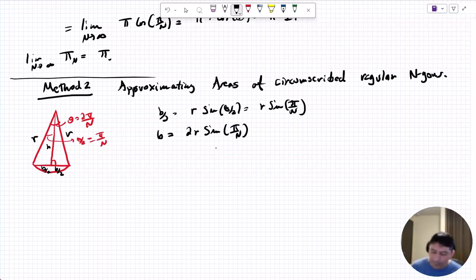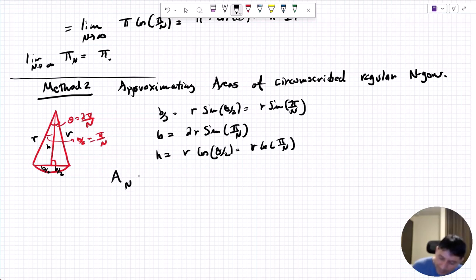And what is the height? The height of this isosceles triangle is going to be r times cosine of theta over 2, which is equal to r times cosine of pi over N. So the area of this isosceles triangle, the area AN, is going to be equal to base times height divided by 2, which is 2r squared cosine of pi over N times sine of pi over N.